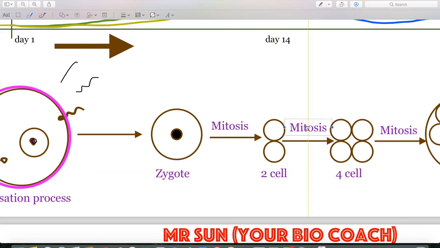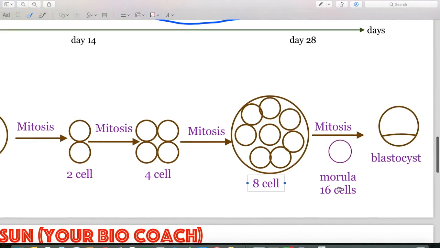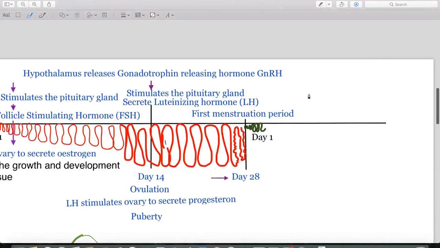The two cell embryo will go through mitosis to form four cells. The four cell embryo will go through mitosis to produce eight cells, and the eight cell will go through mitosis to produce 16 cells. The 16 cell is known as the morula. Then it will go through further mitosis many times until it reaches a stage known as the blastocyst. So this is SPM. Don't worry, you have more, which is morula, blastomere, and then it becomes blastocyst. But you just remember this way: you get the morula, 16 cells, and then it goes through several rounds of mitosis until it reaches a desired number of cells in the embryo, which turns into a structure known as the blastocyst.